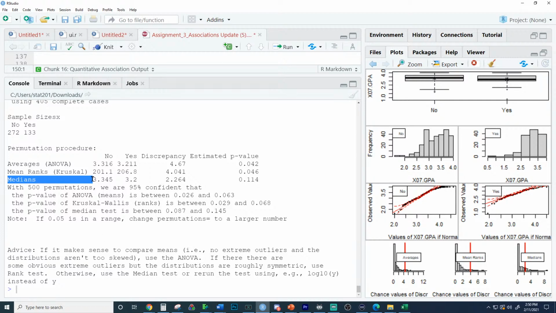So no had a median of 3.345. Yes had a median of 3.2. Are the differences between these groups, which are shown right here, statistically significant? Are those differences statistically significant? No, you are correct. And why no, Macy?